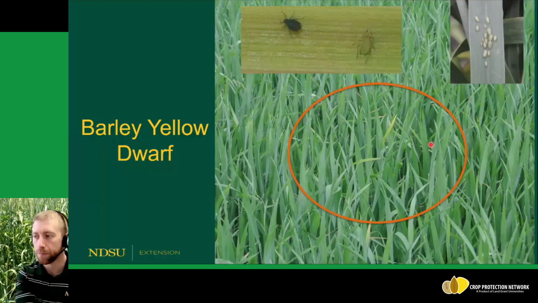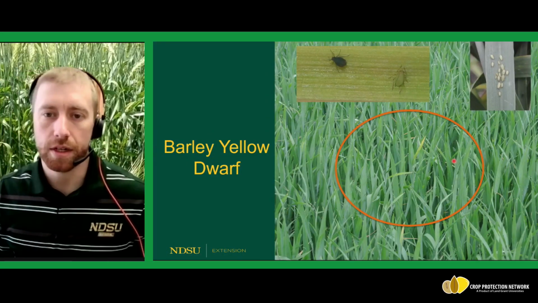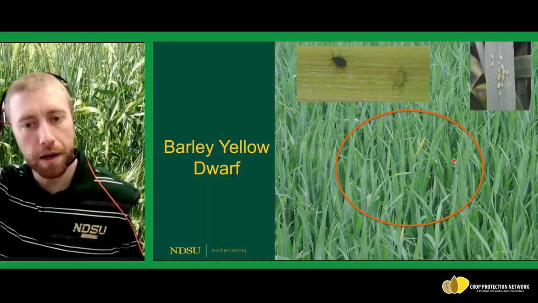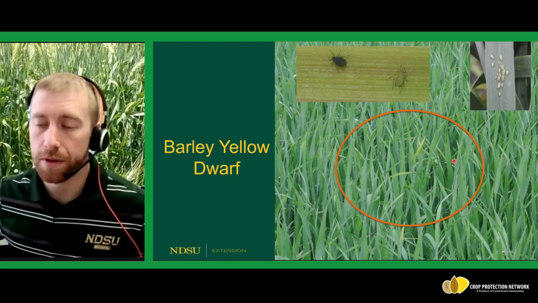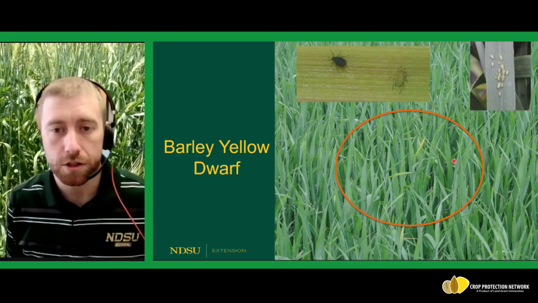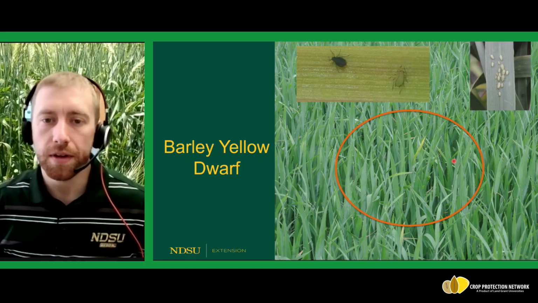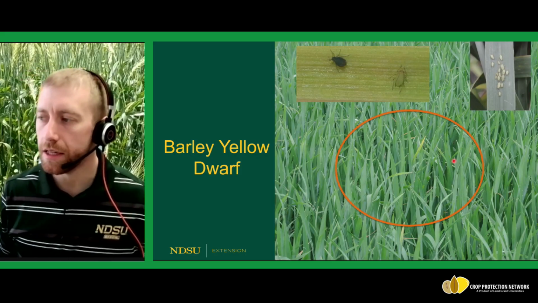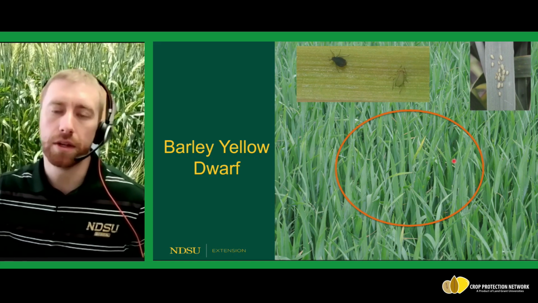Another common virus disease is barley yellow dwarf, caused by the barley yellow dwarf virus. This one is vectored by a couple different aphid species, cereal aphids. Bird cherry oat aphid and English grain aphid are two of the more common vectors for this. What you'll see in a field is often the flag leaf starting to yellow. In some cases, it may turn purple, but you're going to see it in patches, almost similar to what you'd see with aphid feeding.